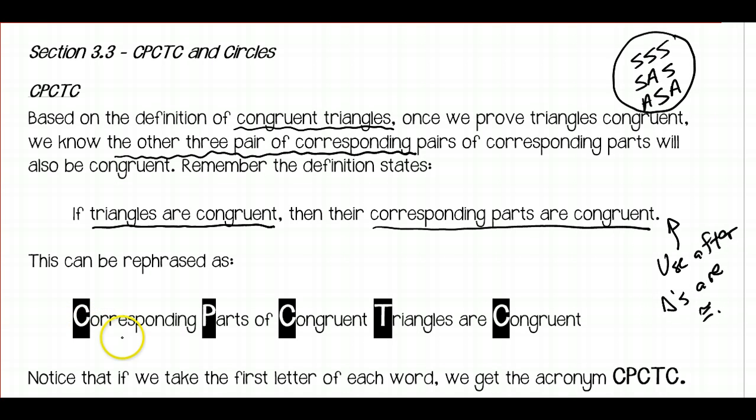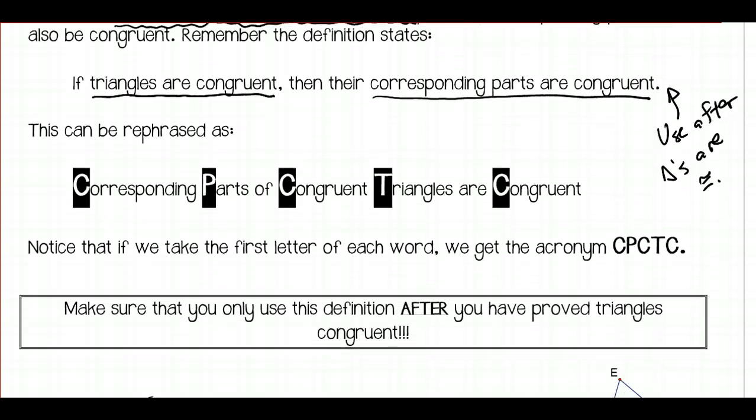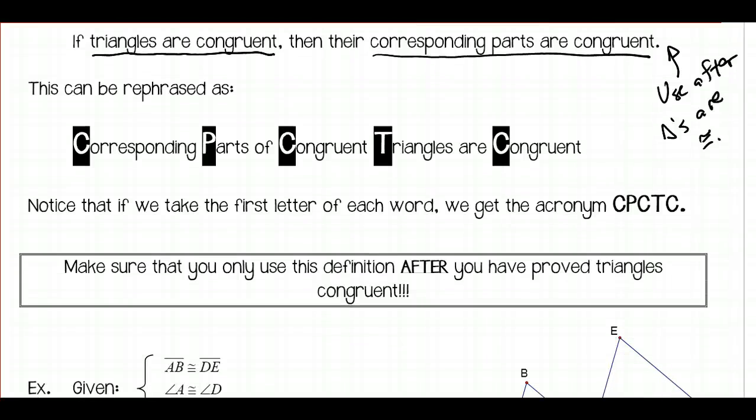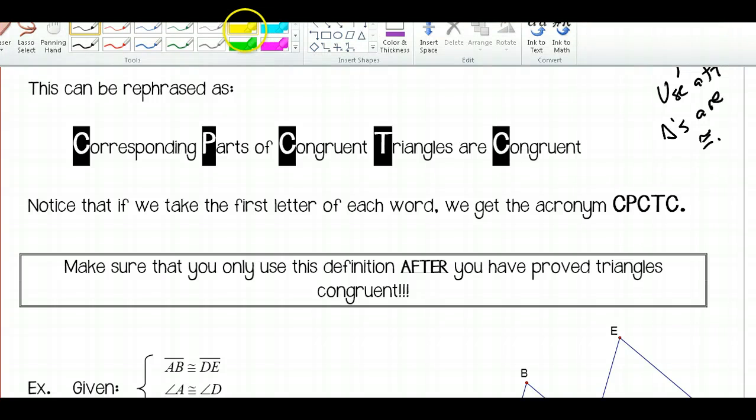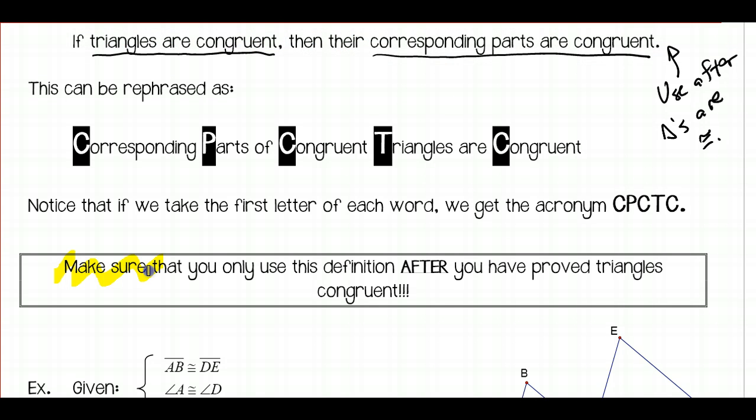We can rephrase this as corresponding parts of congruent triangles are congruent, and notice if we take the first letter of each word, we get CPCTC. So keep in mind what those letters stand for so that you don't forget how to say it. Corresponding parts of congruent triangles are congruent, CPCTC. Alright, and again, this important note, make sure that you only use this definition after you prove the triangles are congruent.